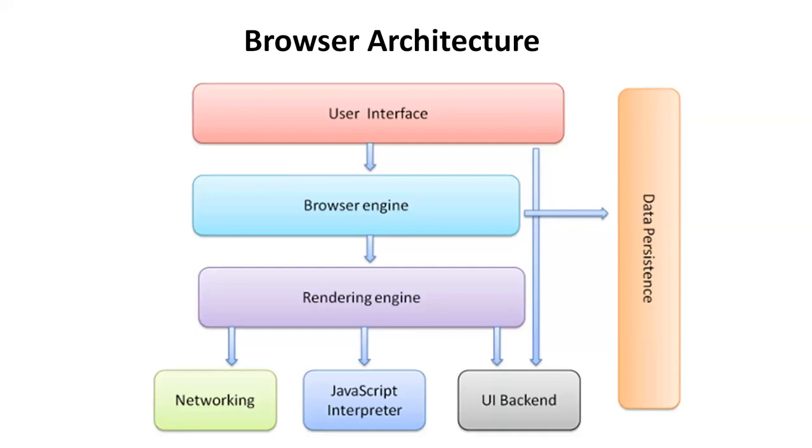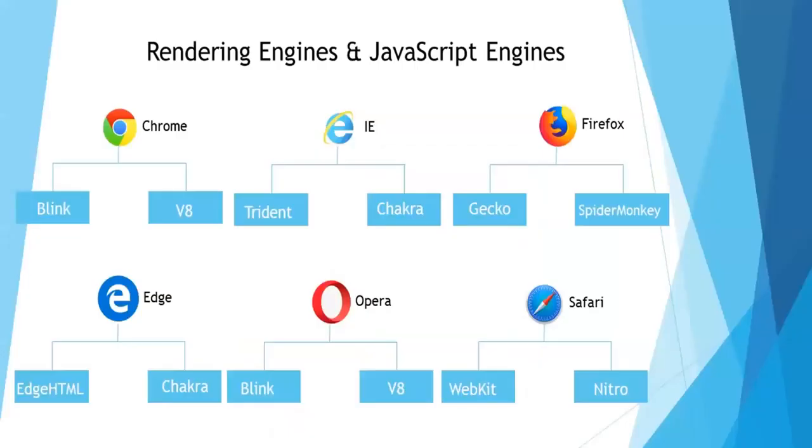Every browser has an engine. I hope you people know the names of different browser engines. Chrome uses an engine called V8. V8 is the engine of Chrome. Firefox uses an engine called Gecko and SpiderMonkey. Those are the engine names. And Safari uses an engine called WebKit. Edge uses an engine called Chakra. These are different browser engines.